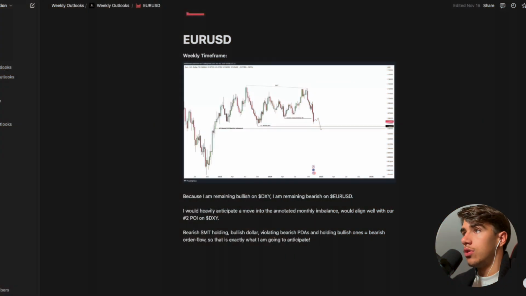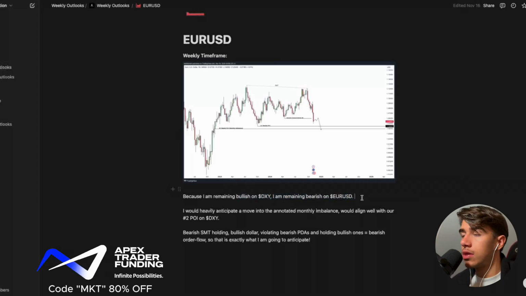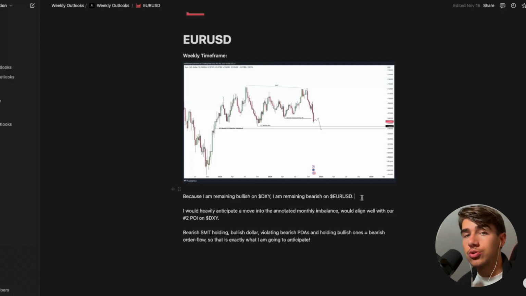So here we are back on the Notion template. However, this is the Euro USD. And as I was bullish on the DXY, I was remaining bearish on Euro USD because, just like the DXY, I had been bearish on the Euro USD for about 2 weeks as well. They move inversely correlated to each other, meaning when the DXY goes higher, Euro USD goes lower, because the quote currency of Euro USD is the US dollar.